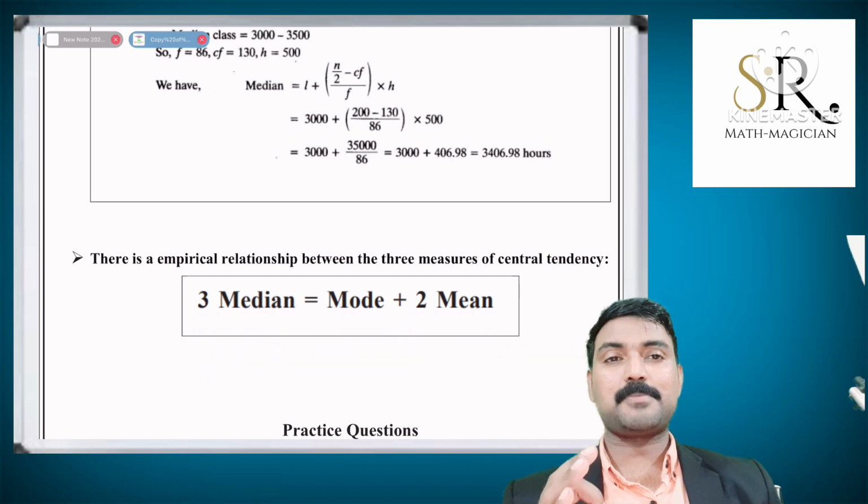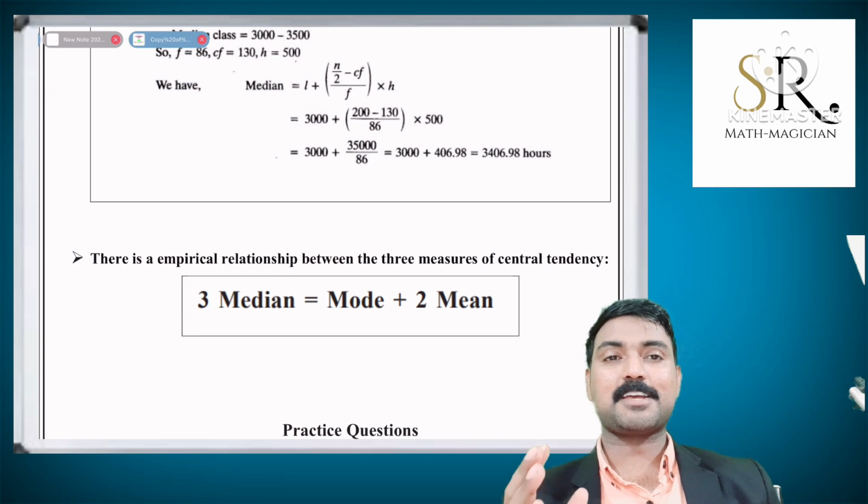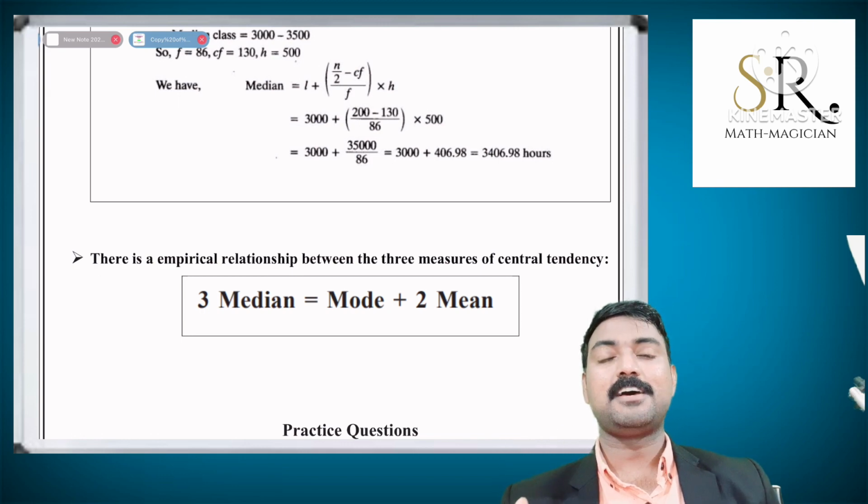These are the main topics we have to learn from the chapter Statistics. Now we can go for practicing. Before that, once again I remind you, learn the equation by heart. It will be required for our examination.